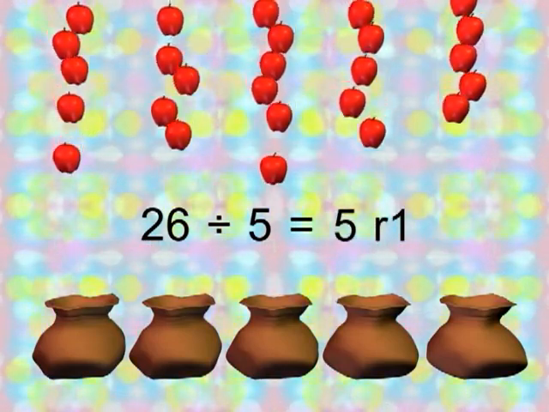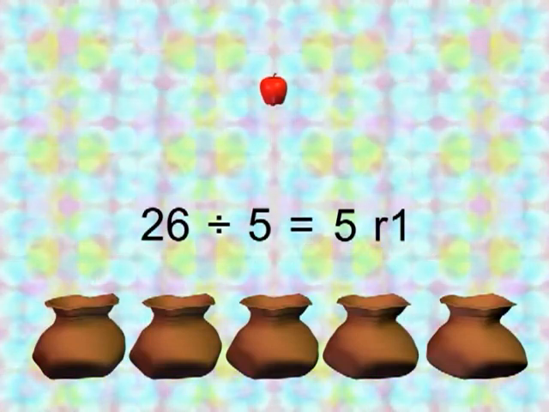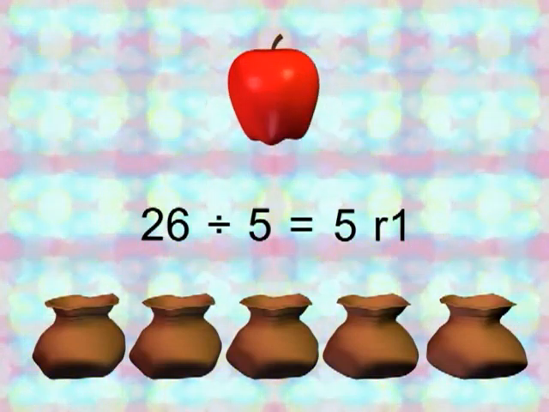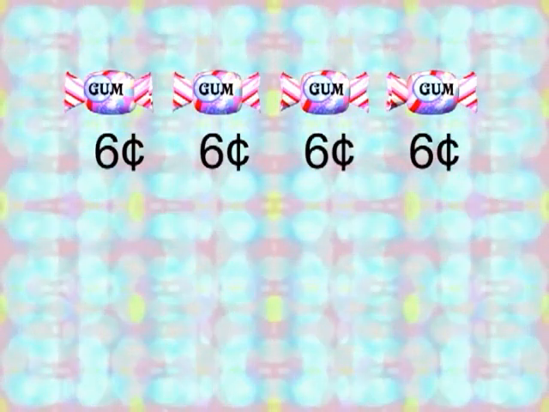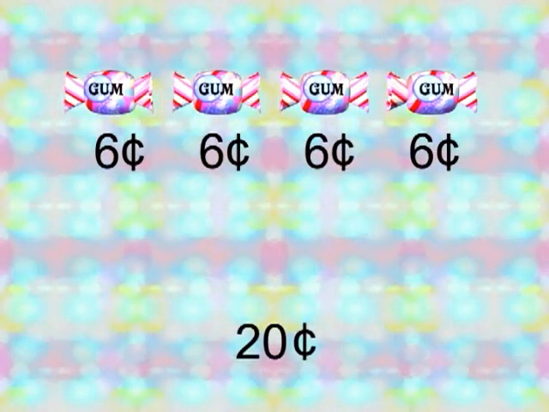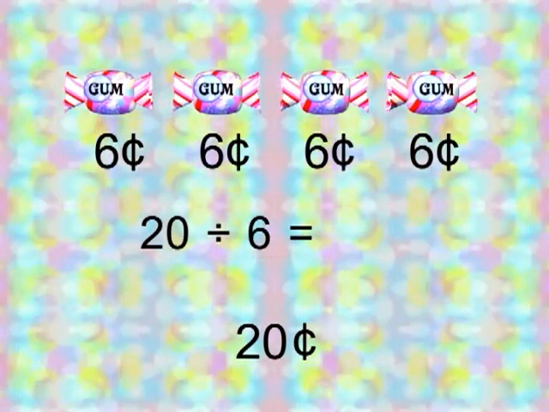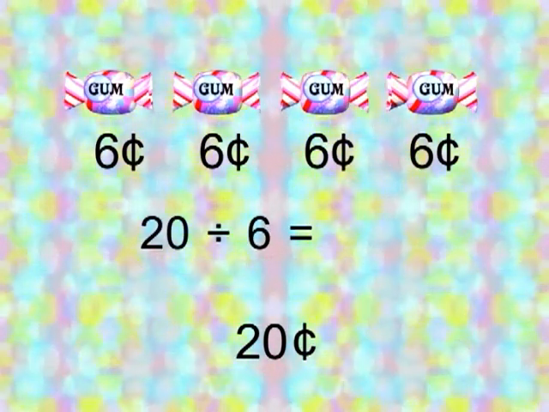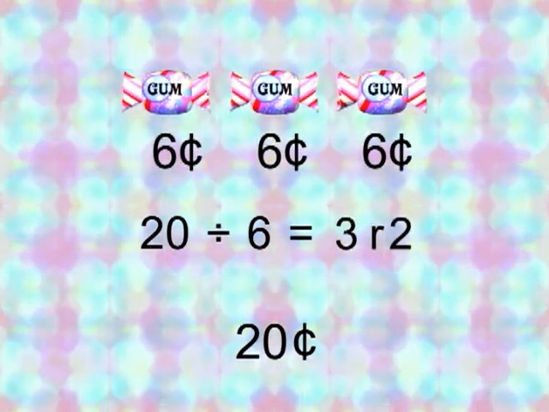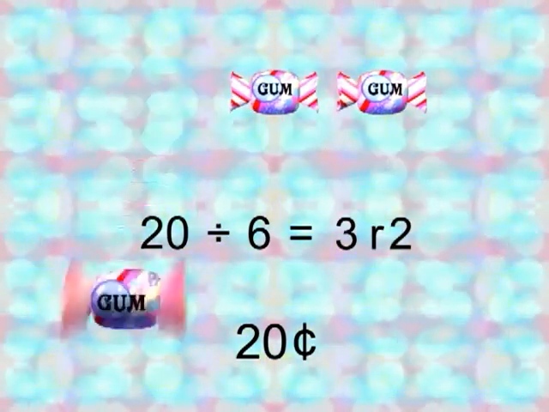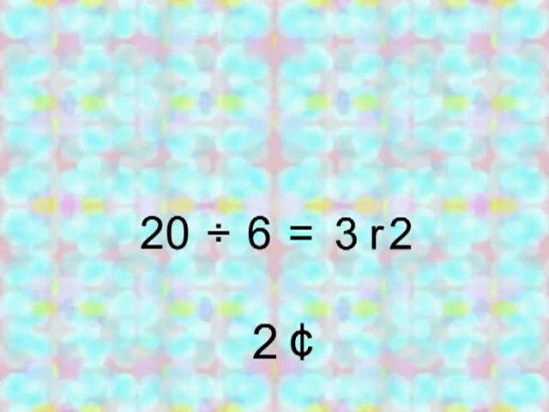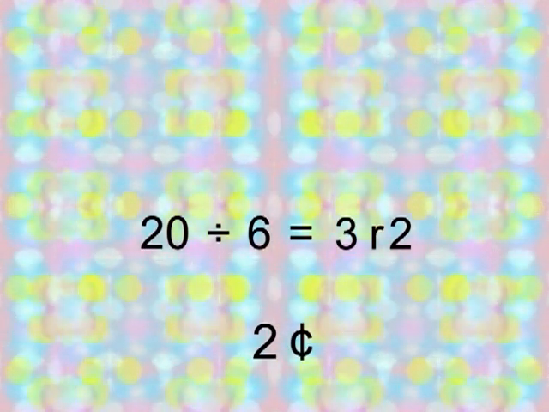The answer is 5, with 1 left over. I know what to do with the remainder. Mario wanted to buy some bubble gum. Each piece cost 6 cents. Mario had 20 cents. How many pieces of gum can he purchase? The answer is 3, and Mario would have 2 cents remaining. Remaining means left over, right? Right.